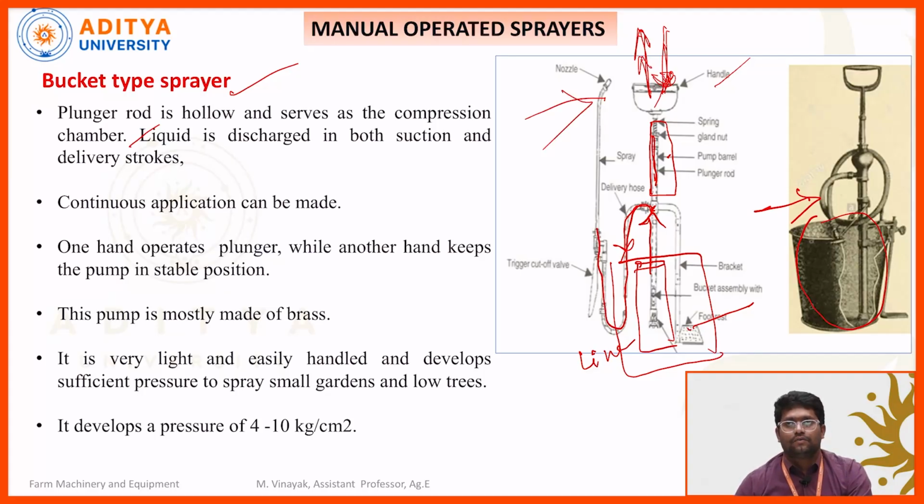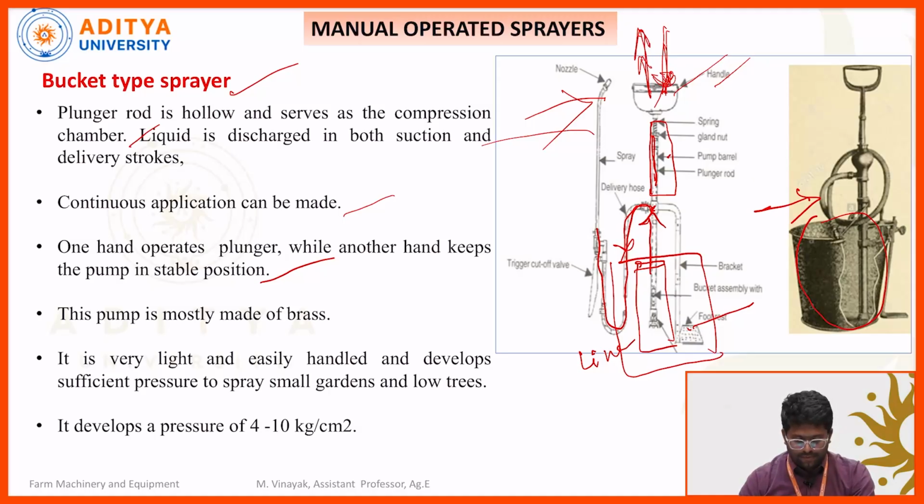Here two laborers are required to operate the bucket type sprayer, one for operating the pump and another for spraying. So it is used for continuous application of spraying. One hand operates the plunger, and the other hand keeps the pump in a stable condition. So with one hand we can operate the plunger, and the other is used to hold the entire sprayer without disturbing it.